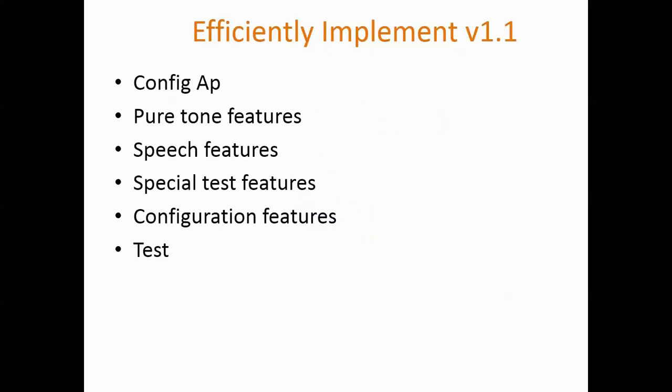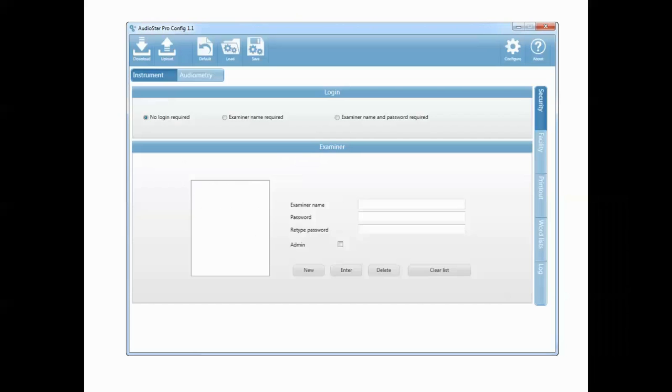We're going to go through the config app, some pure tone, speech, special test, and configuration features, and then you'll be ready to test. As part of your install process, there was a program called the AudioStar Pro config app loaded onto your computer. It's a good idea to explore this program just a little bit before you get started to make sure that you're using all of the benefits of the new AudioStar Pro version 1.1.